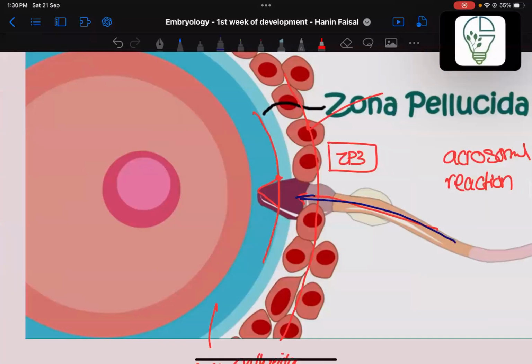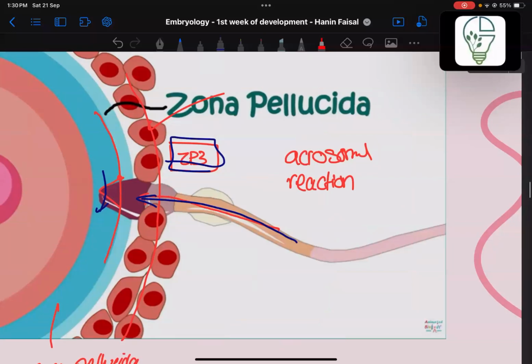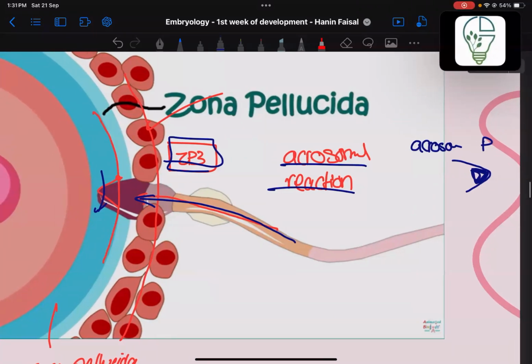When the sperm binds to the ZP3, which is the receptor, just know it's a receptor on the zona pellucida, it's going to initiate the acrosomal reaction. What's the acrosomal reaction? Is when this acrosome binds to the plasma membrane. So we said this is the plasma membrane, and then here's the acrosome. It's going to bind. So there's no space. It's going to bind. And this binding will help the acrosome release enzymes.